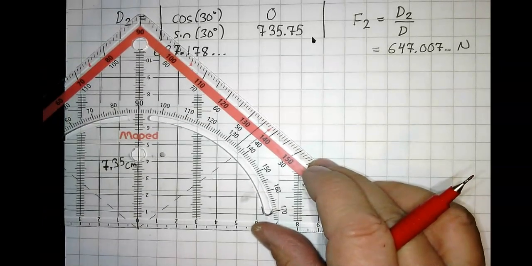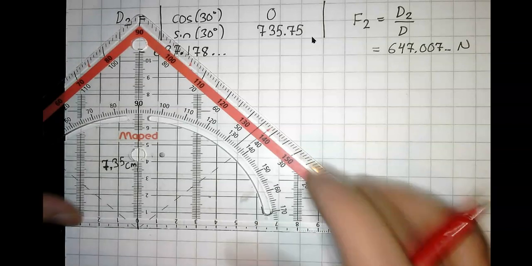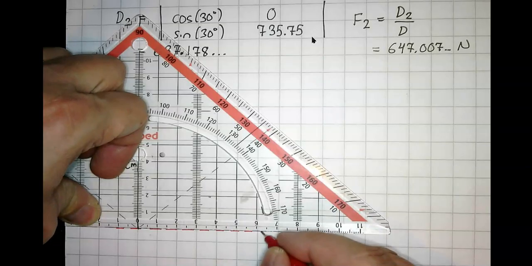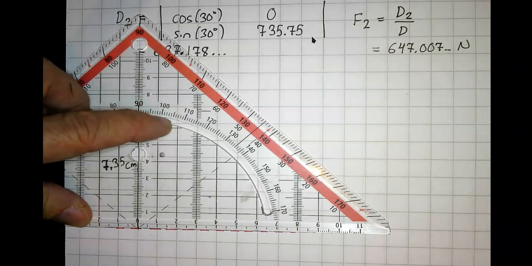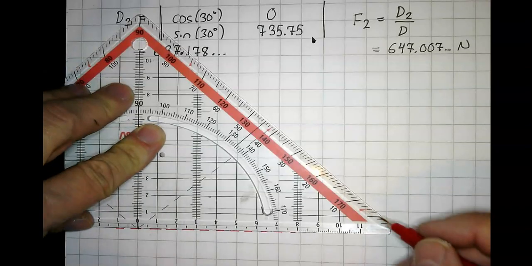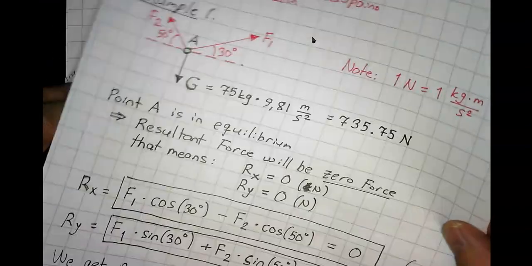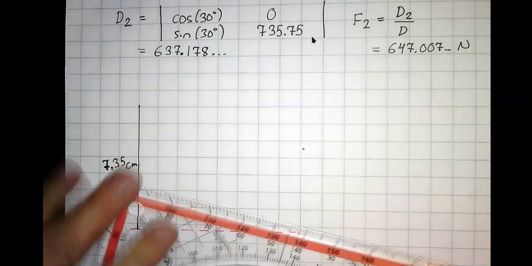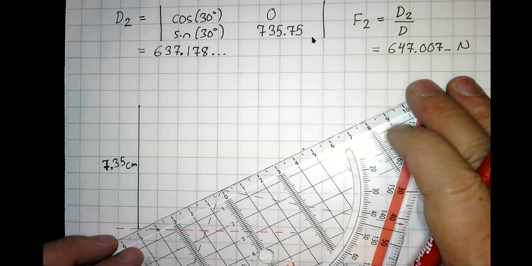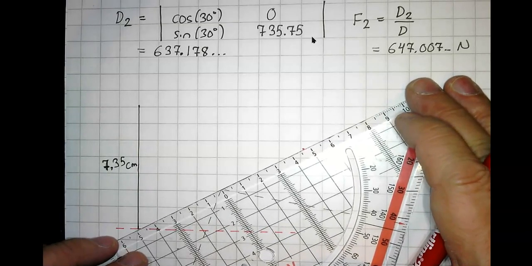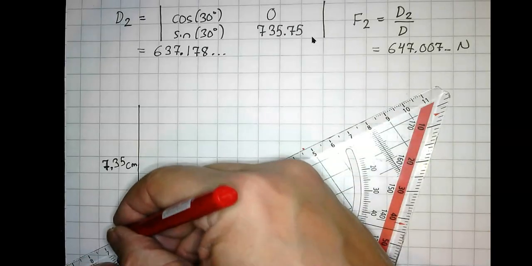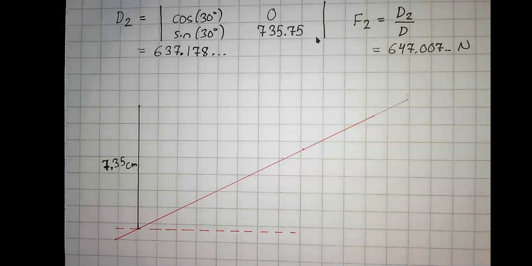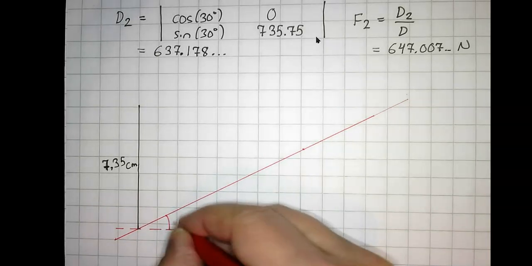Here we have a horizontal plane. I will use this kind of line here to help understand what I am doing. I measured it was 30 degrees there. So I will get 30 degrees here and draw the line which goes like this. So this is 30 degrees.